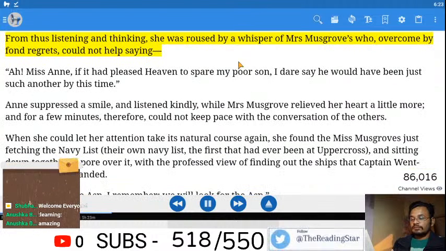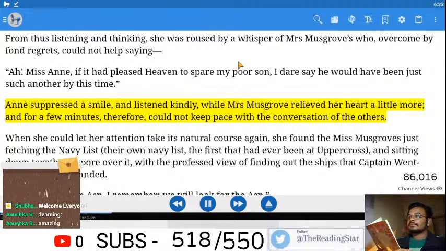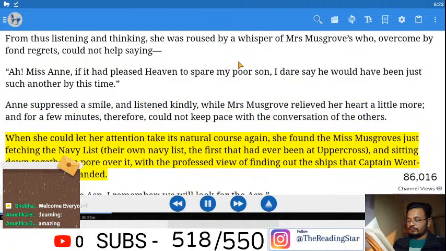From thus listening and thinking, she was roused by a whisper of Mrs. Musgrove's who, overcome by fond regrets, could not help saying, "Ah, Miss Anne, if it had pleased heaven to spare my poor son, I dare say he would have been just such another by this time." Anne suppressed a smile, and listened kindly, while Mrs. Musgrove relieved her heart a little more, and for a few minutes, therefore, could not keep pace with the conversation of the others. When she could let her attention take its natural course again, she found the Miss Musgroves just fetching the Navy list, their own Navy list, the first that had ever been at Uppercross, and sitting down together to pore over it, with the professed view of finding out the ships that Captain Wentworth had commanded.